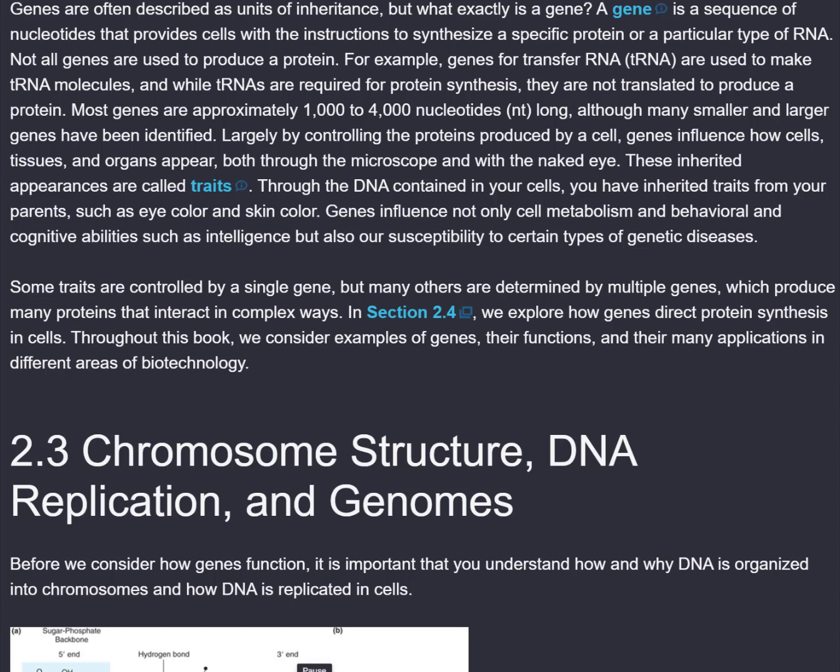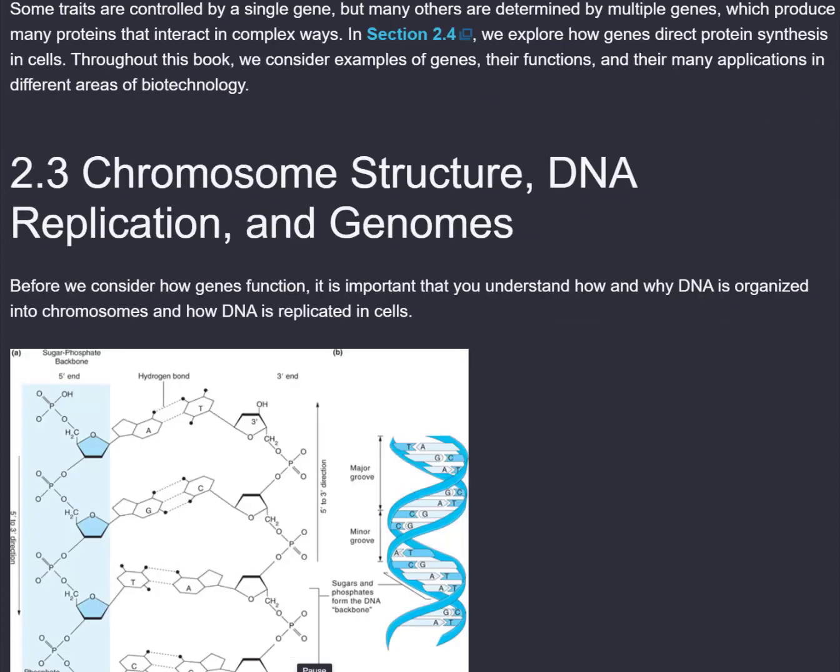Most genes are approximately 1,000 to 4,000 nucleotides, NT, long, although many smaller and larger genes have been identified. Largely by controlling the proteins produced by a cell, genes influence how cells, tissues, and organs appear, both through the microscope and with the naked eye. These inherited appearances are called traits. Through the DNA contained in your cells, you have inherited traits from your parents, such as eye color and skin color. Genes influence not only cell metabolism and behavioral and cognitive abilities such as intelligence but also our susceptibility to certain types of genetic diseases.